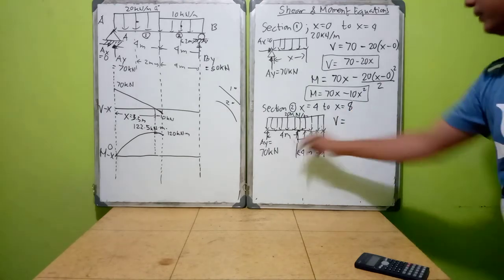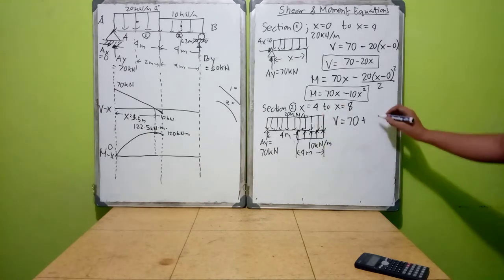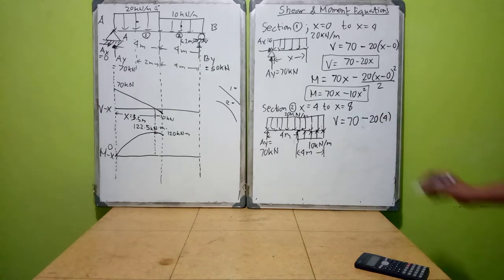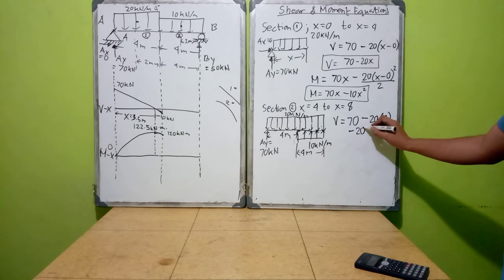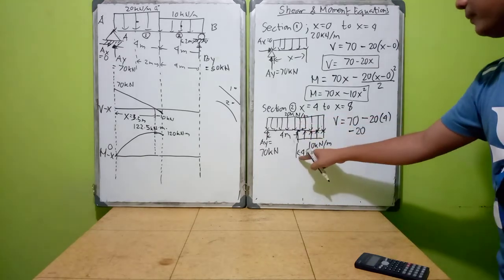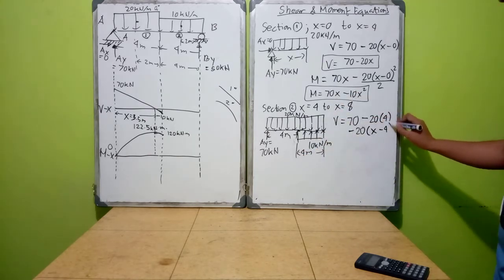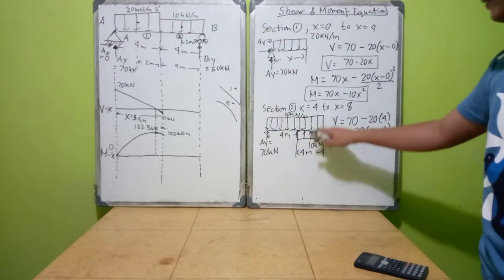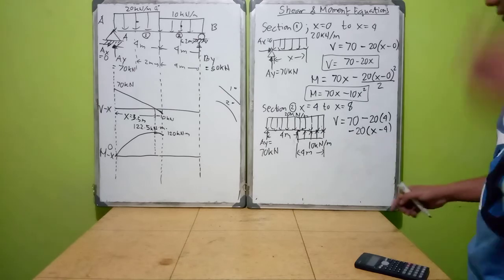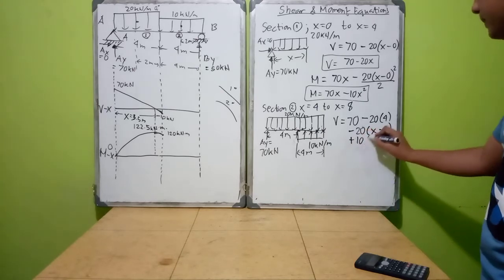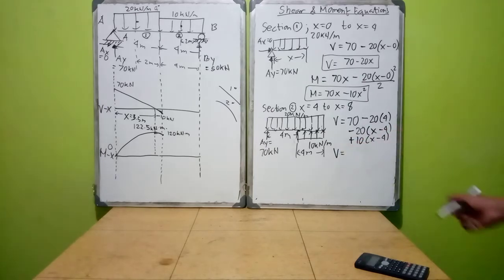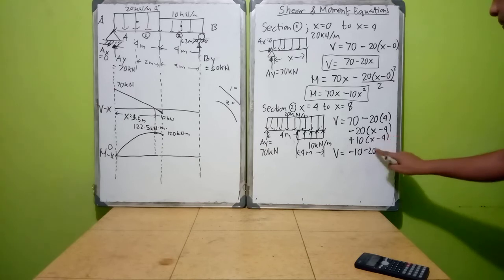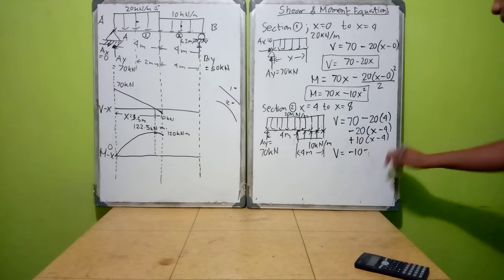So we have V is equal to 70 kilonewton plus 20, since we are already finished in section 1, so 20 times 4, minus 20 again at this portion, x equals 4 times 8, so x minus 4. Then we have a counteracting value of 10 kilonewton per meter, so that it will have the same value of 10 kilonewton per meter here. So we have plus 10 times x minus 4. So we have V is equal to negative 10. 70 minus 80 is negative 10, minus 20. It will become negative 20 plus positive 10 is negative 10 times x minus 4.